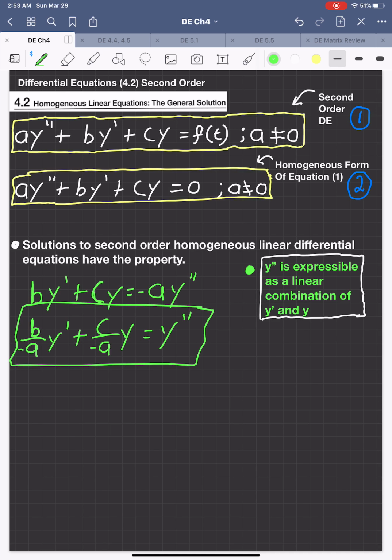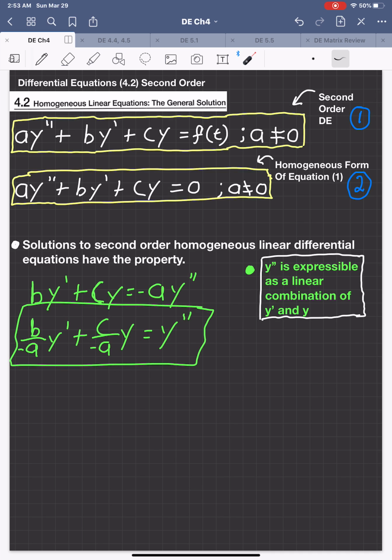But I want to generalize what property solutions to these types of equations have. Ready? Can we agree that I have solved for my second derivative? Then can you and I agree that I should be able to get to my second derivative by a linear combination of my first derivative and y, right? I can add up some constant times y prime plus some constant times y, and that should get me to my second derivative.